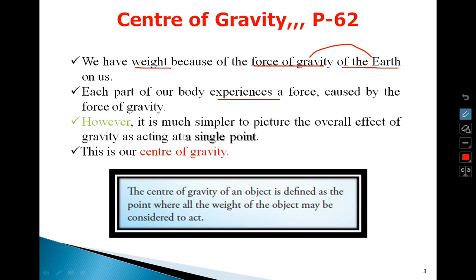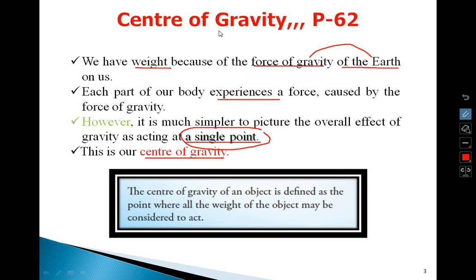However, it's much simpler to picture the overall effect of gravity as a single point. This single point is known as the center of gravity. So the center of gravity is a single point.